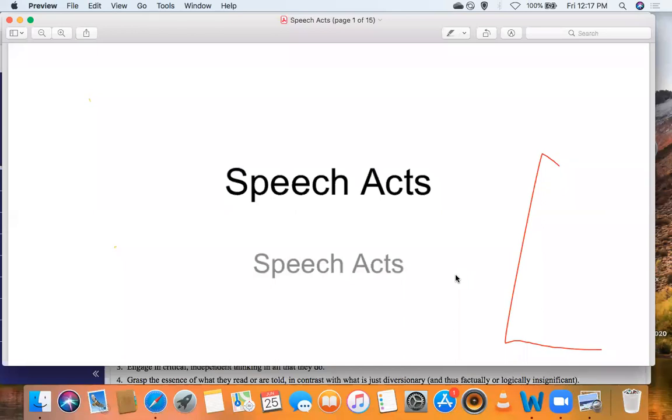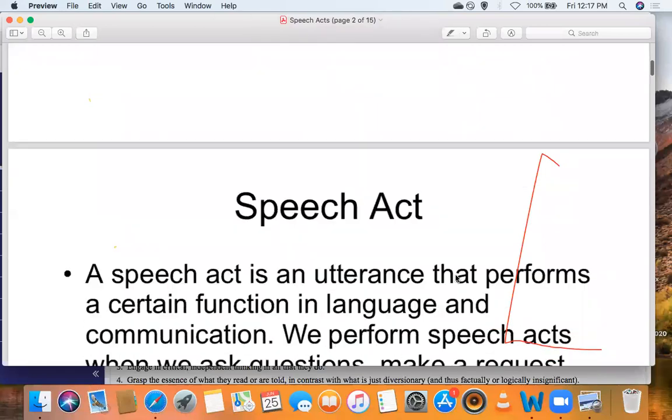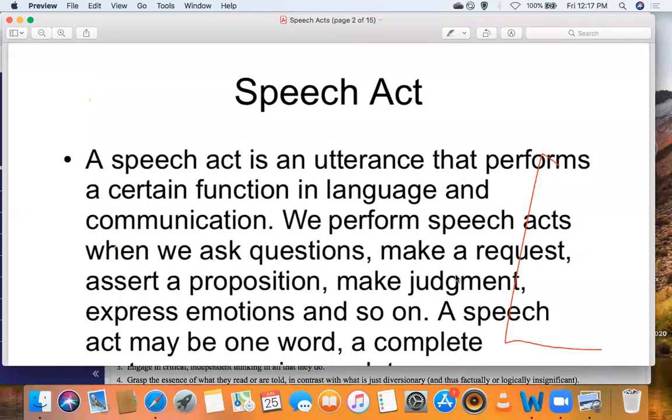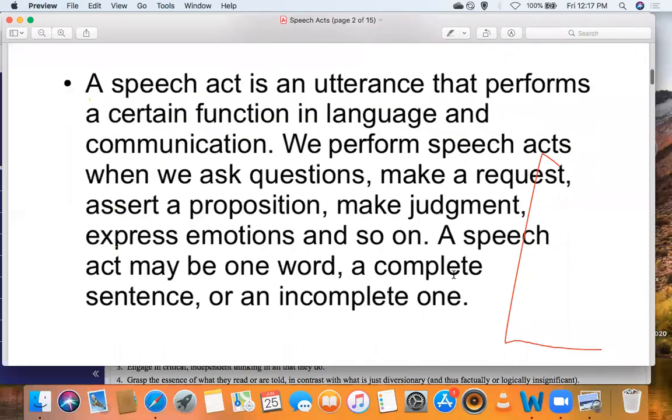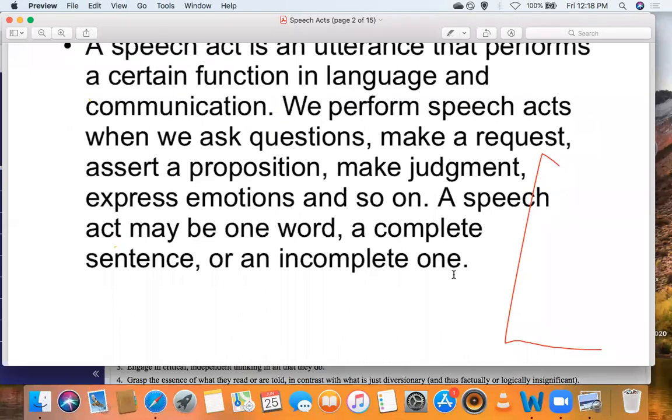Now, what are speech acts? A speech act is an utterance that performs a certain function in language and communication. We perform speech acts when we ask questions, make a request, when we assert a proposition, when we make judgments, when we express emotions, and so on. So all these things are speech acts. A speech act may be one word. It could be a complete sentence. It could be an incomplete sentence.